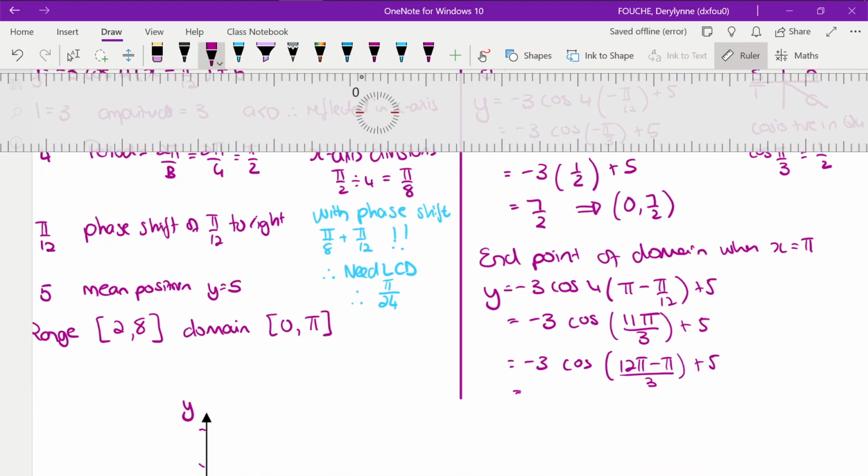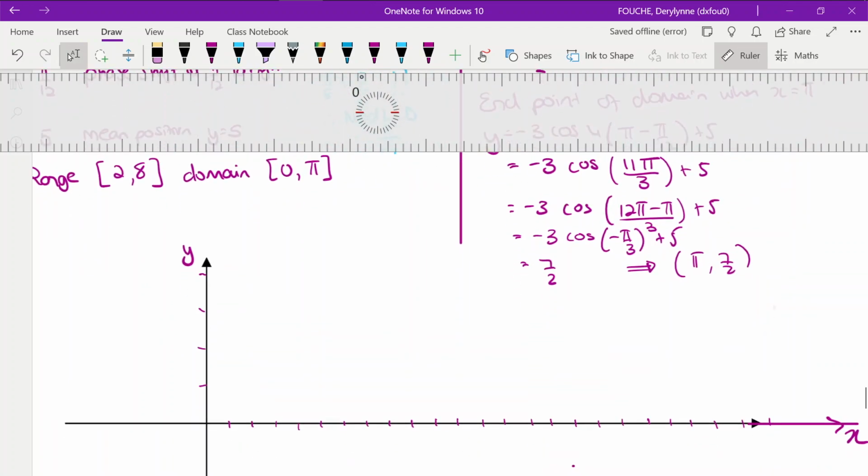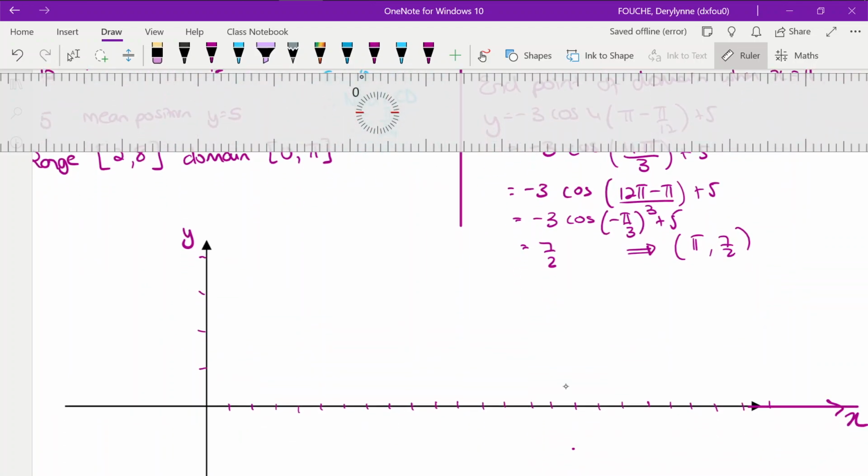And that's the same as 2 pi minus pi on 3, which becomes cos of negative pi on 3 plus 5. And as we've seen already, that's also equal to 7 on 2. So at pi, 7 on 2 is where my graph ends on the x-axis. All right, I've already done the divisions because otherwise I would take too long to do them. And you'll see I've got pi on 24 over here.